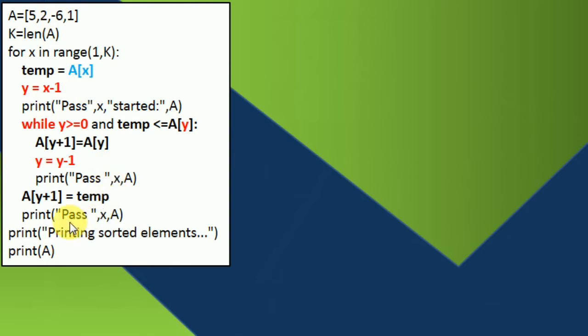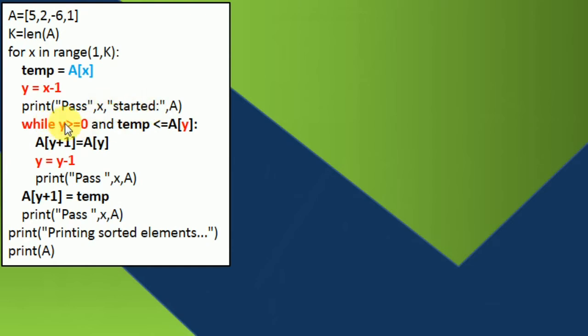Now I have written the whole program here, and if I am going to discuss that, there are 4 numbers: 5, 2, minus 6 and 1. First I calculate the length by using a.length. Then I start a loop that starts from 1. You know that it starts from 1. temp equals a of x, y equals x minus 1. Then it's only to display the message pass 1 is started.